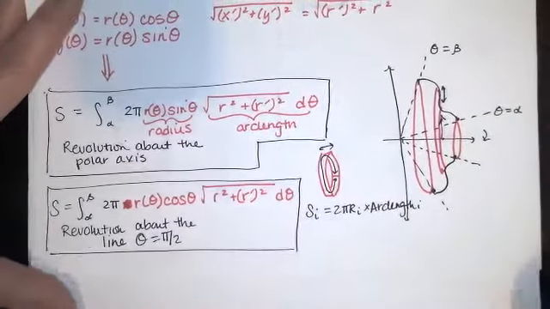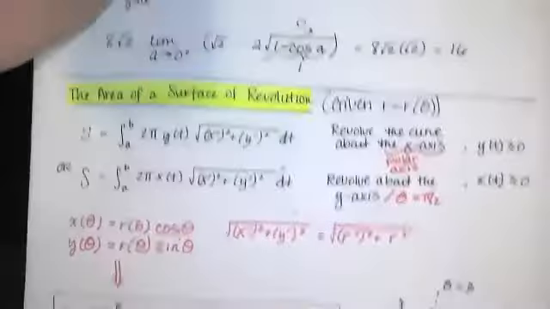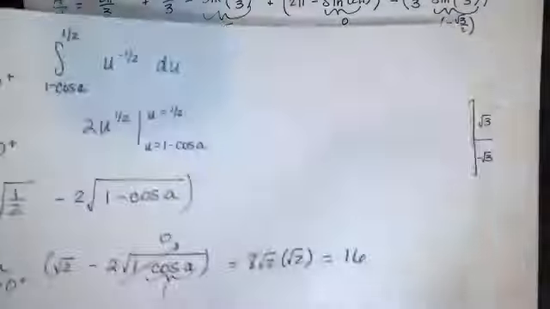All right, so we just have to evaluate this integral or that integral, depending on what the problem statement says. So let's do a problem. Let's say we have r equals 6 cosine of theta, and we're told that theta ranges from 0 to pi over 2, and we want to revolve around the polar axis.